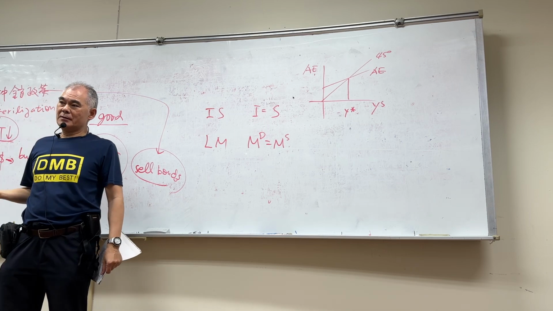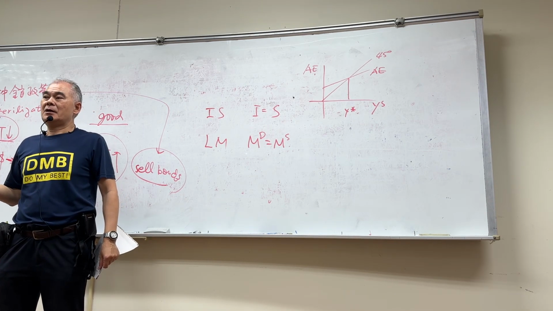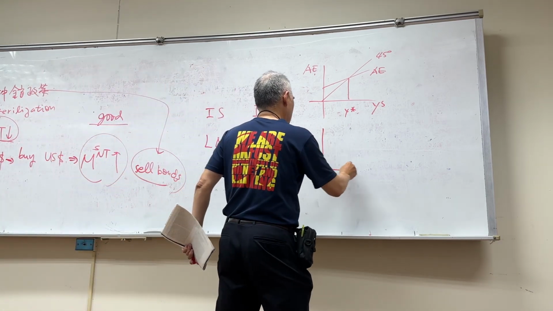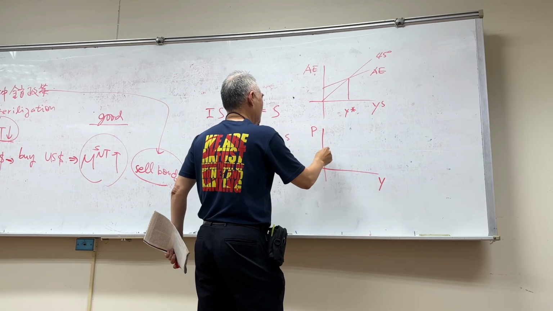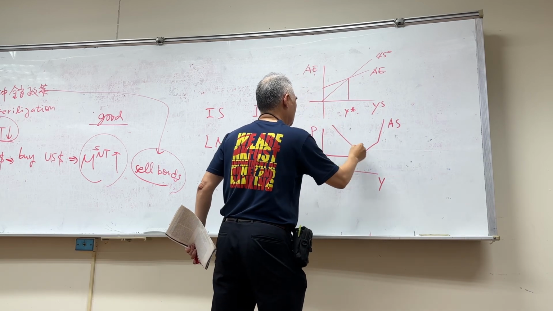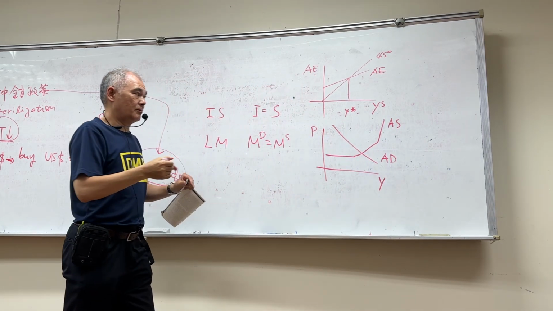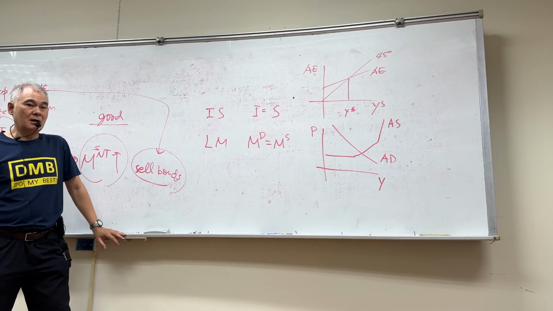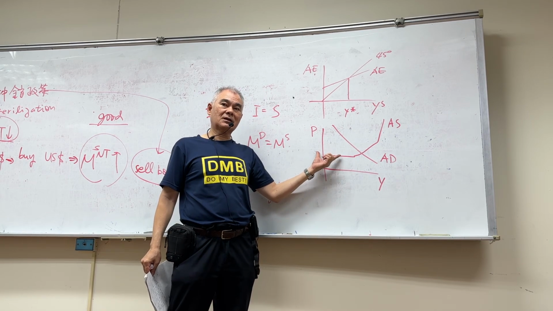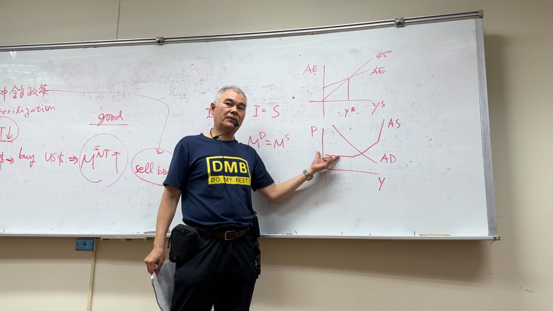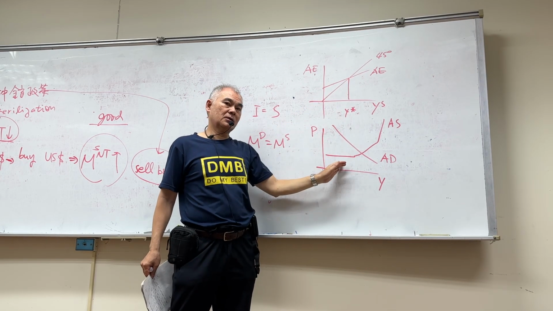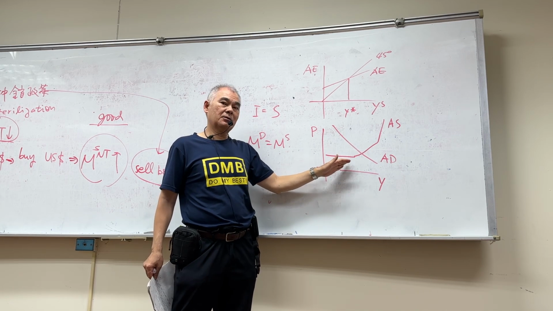And then the drawback here is that you haven't discussed anything about price. So what we need to do, we get a new model, right? Here is Y, here is P, and here it is AS, and here is AD. So aggregate demand, aggregate supply, okay? And you know that at this horizontal section, the multiplier effect is the same for Keynes's basic model and also the aggregate supply, aggregate demand model.